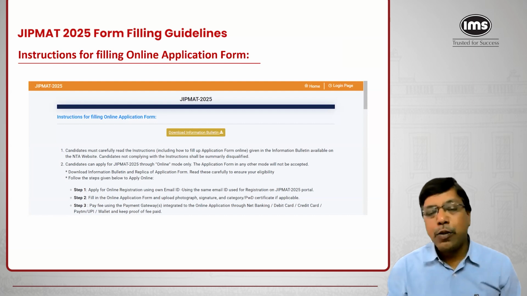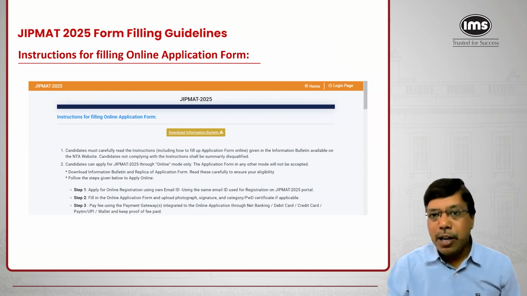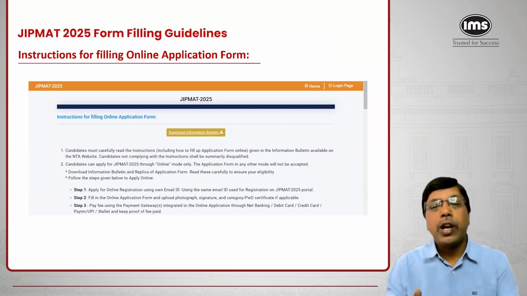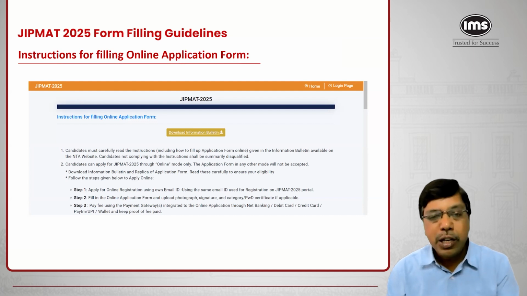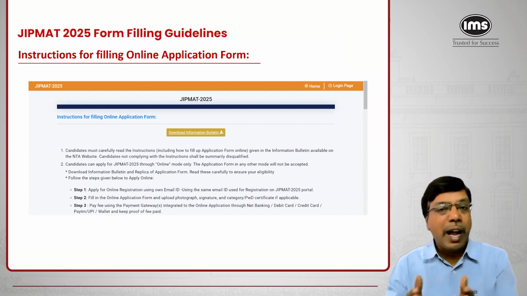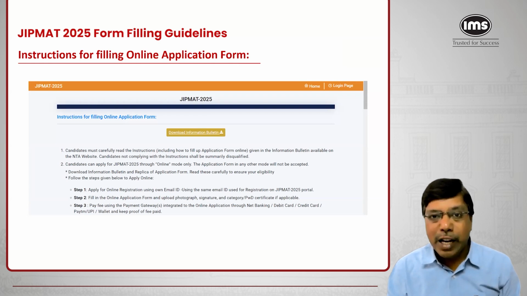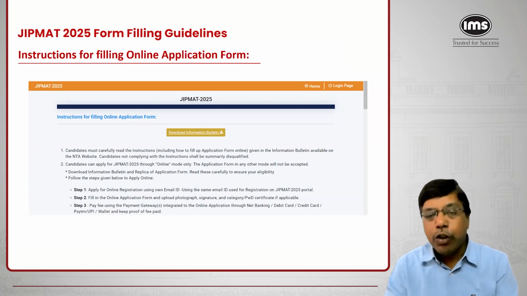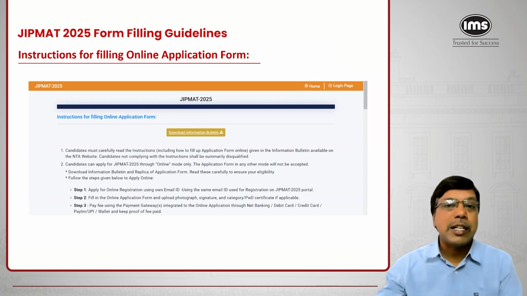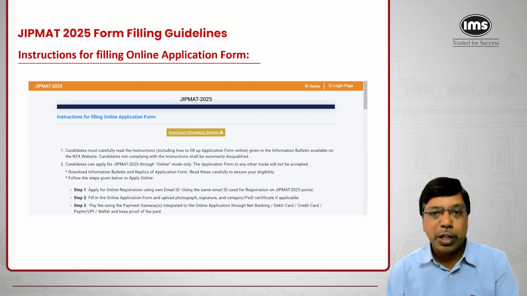Now, a few points that we need to keep in mind before you start the registration. One, you need to have a functional mobile number and email ID that you can provide in the application. Kindly ensure that both the mobile number and email ID that you are providing will remain active throughout the admission process till you secure an admission.